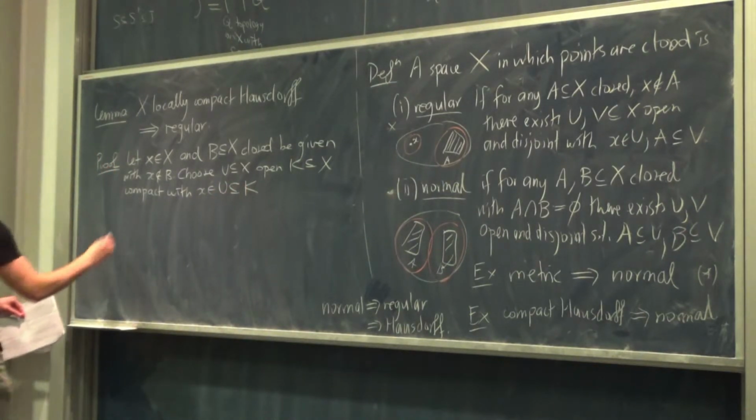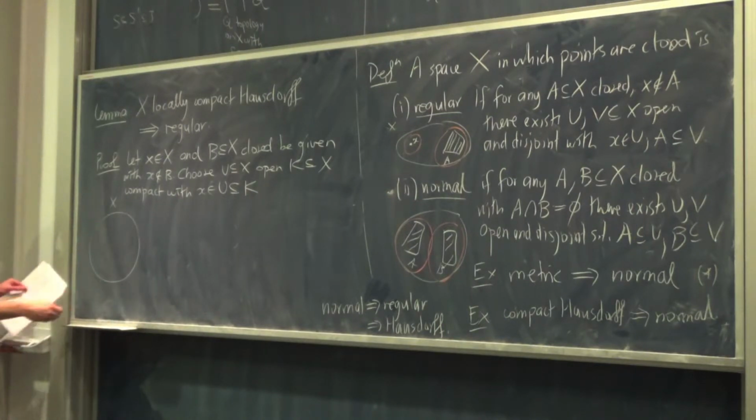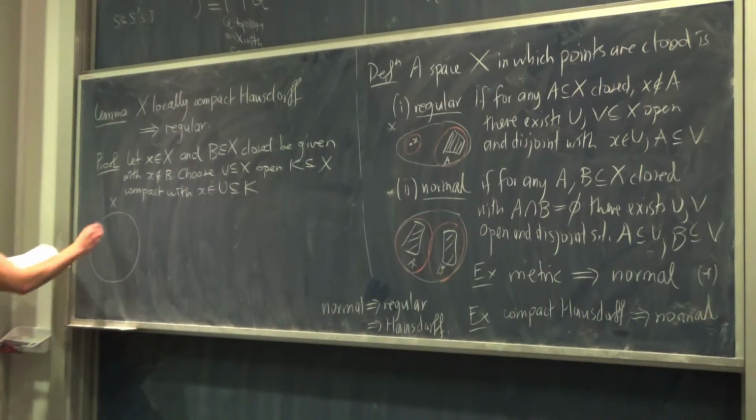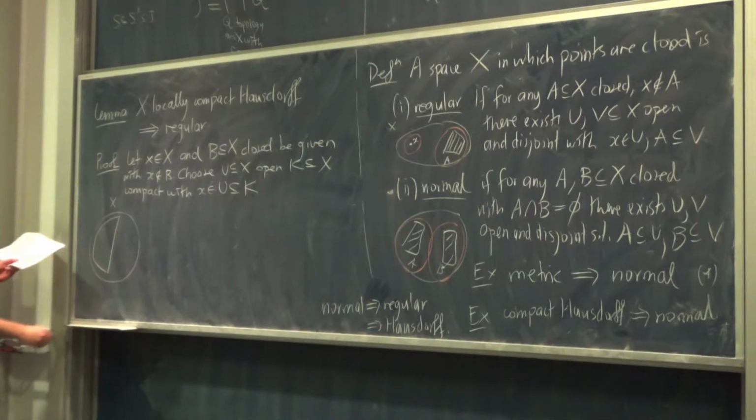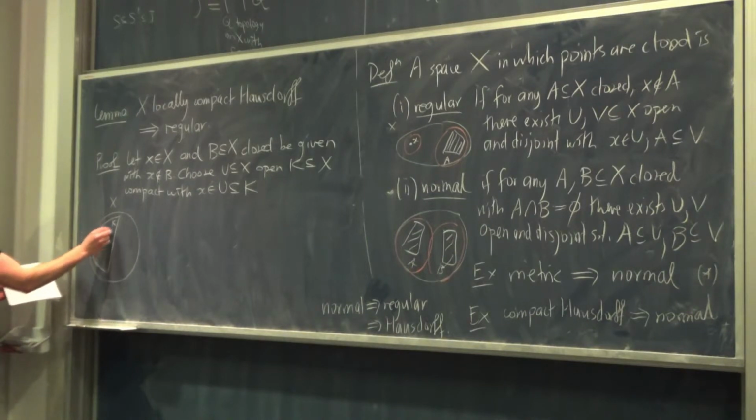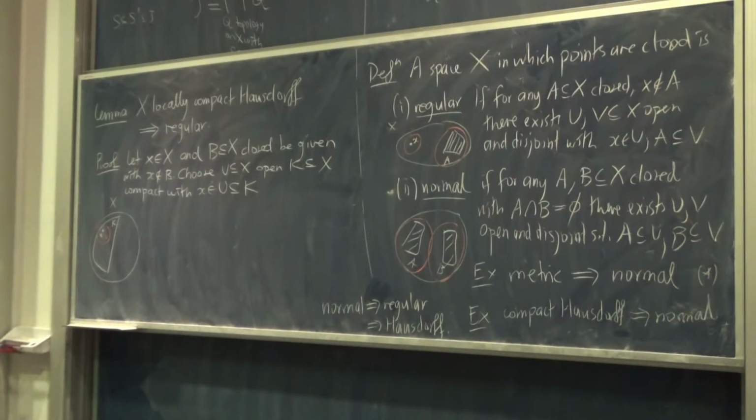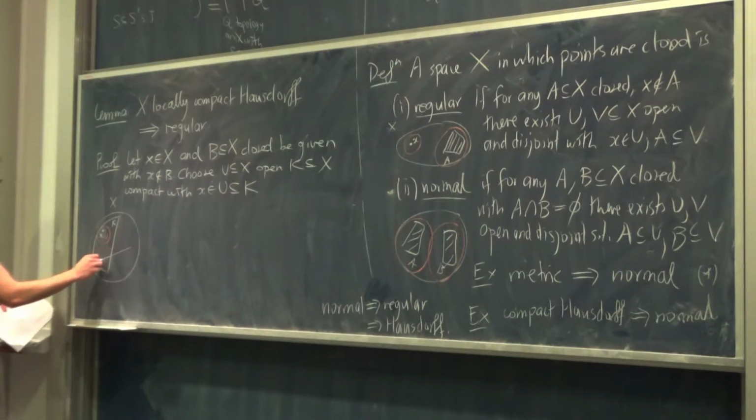All right, so we have something like this. So there's X, there's K. So notice that the space is Hausdorff and K is compact, so it's closed. And I've got some open neighborhood U containing X contained in K. And I've got a B which is closed and doesn't contain X. Okay, so some part of B lies outside of K and some part of B lies inside K.